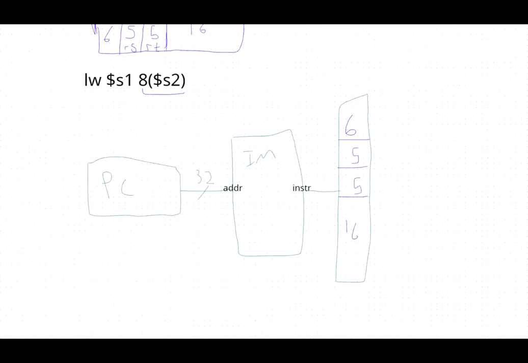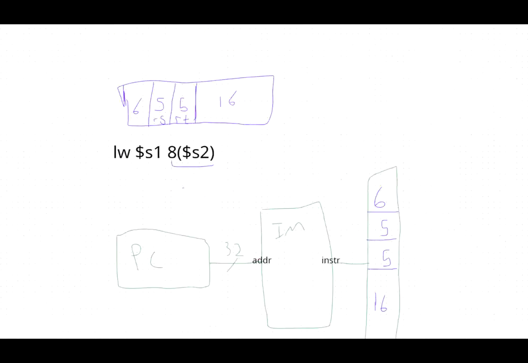And so what does each component here mean? This eight here, it's not like it's eight times S2. This is what we call an offset. The eight is the offset. All right.